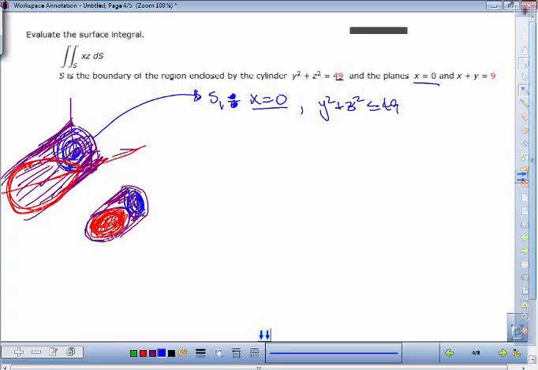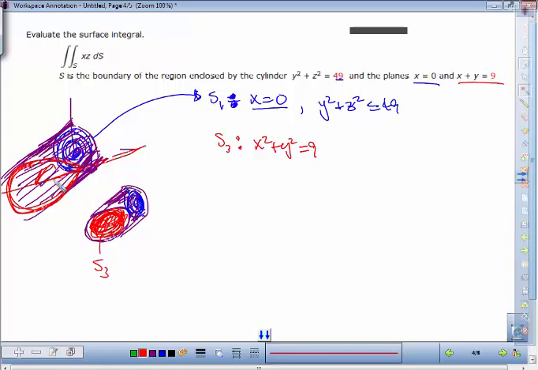So the other easier surface to deal with, I think, is the top over here. We'll call this S3. S3 is this plane, x squared plus y squared is equal to 9.